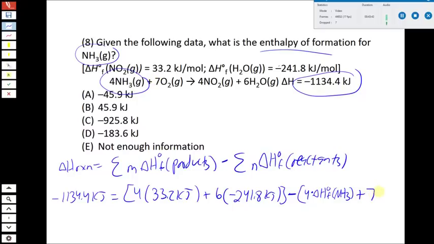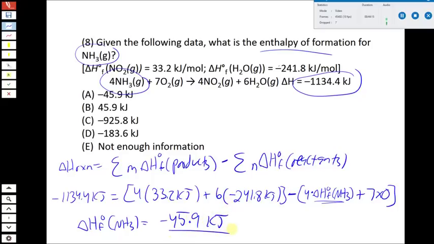What's the delta H formation for O2? Is it given to us? Does it have to be? Did I forget to give it? No. What is it? 0. So any element in its standard state has enthalpy of formation of 0, so we can all but ignore it. So this whole term is just 0 for the other reactant. So our only unknown then is delta H formation for NH3. So we do a little bit of algebra and solve for that and get that the delta H formation for ammonia, NH3, is minus 45.9 kilojoules, which is choice A.